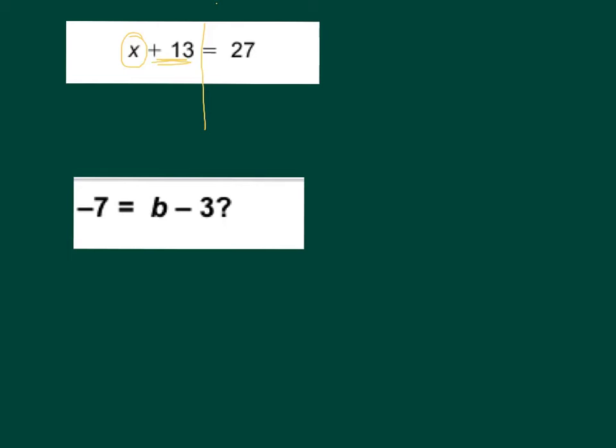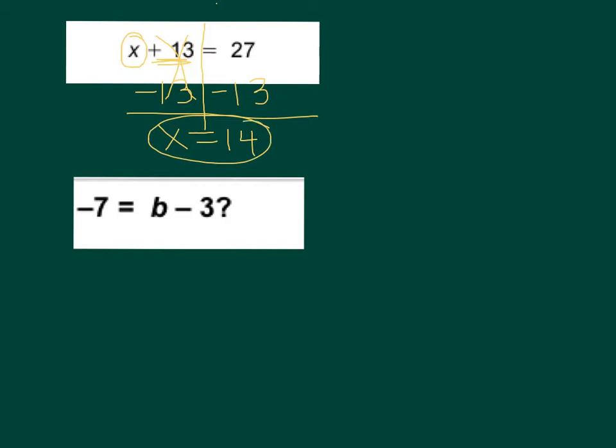So here's addition. We're going to undo this by doing the opposite of adding 13, which would be subtracting 13. And the rule with equations is, if you do something to one side, you have to do it to the other. So here, those 13s are going to cancel, and you're left with x on the left side, and it's isolated. There's nothing there with it. And then you have 27 minus 13, which is 14.